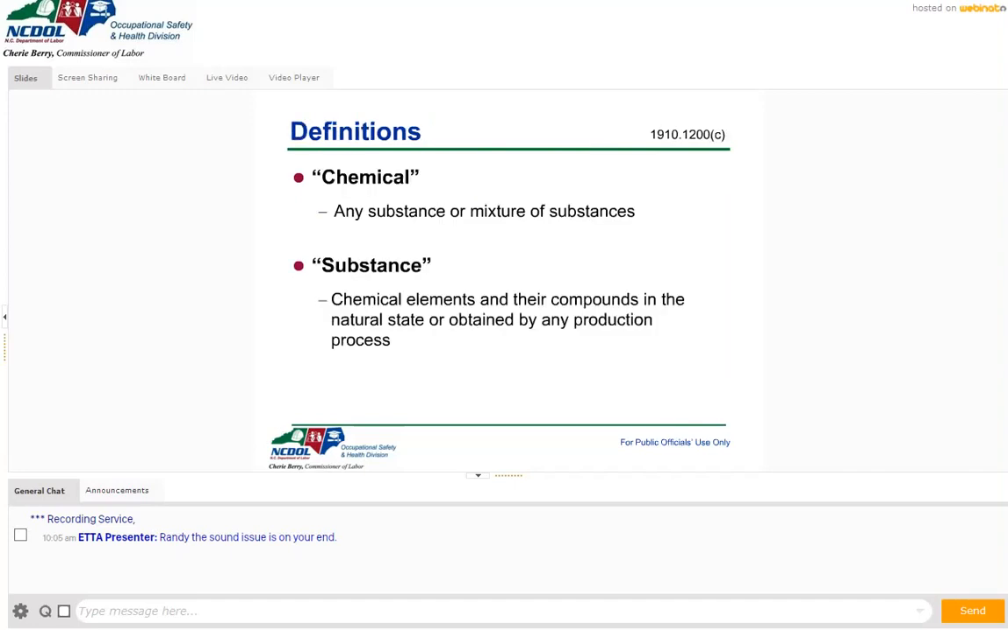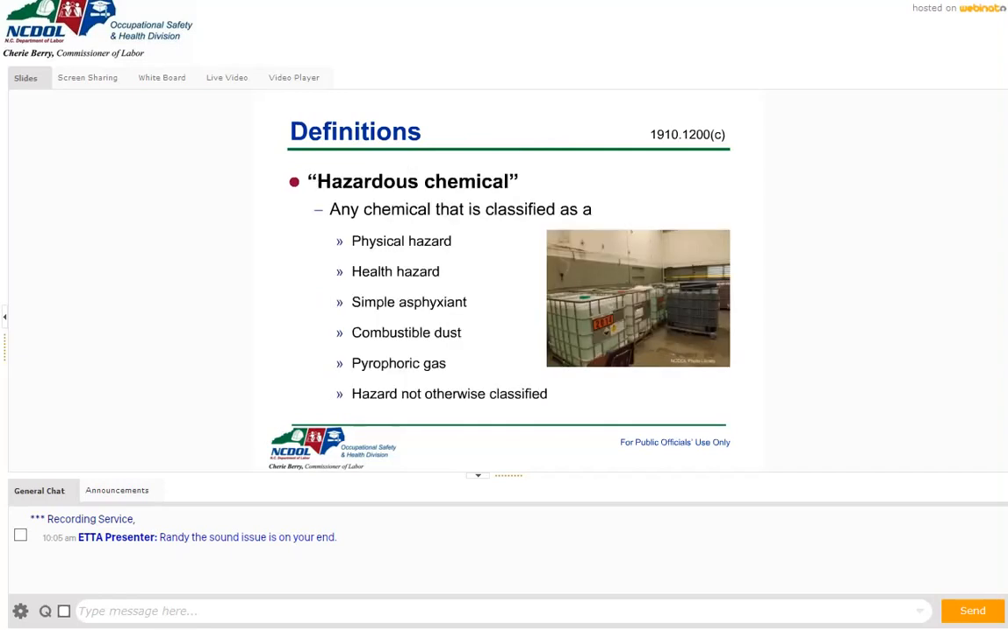Definitions in the standard, they talk about chemicals: a substance or mixture of substances, elements and their compounds in the natural state, or obtained by a production process. They're not exactly my favorite definitions, but those are the ones in the standard, and that's why we have this slide there. Now, somebody says we've got hazardous chemicals in our workplace. So what is that saying? This chemical has one or more of the characteristics in this list.